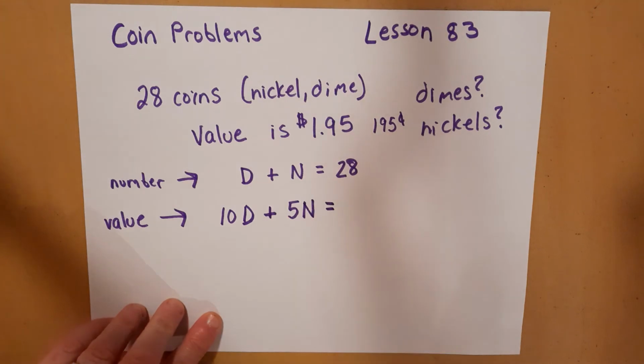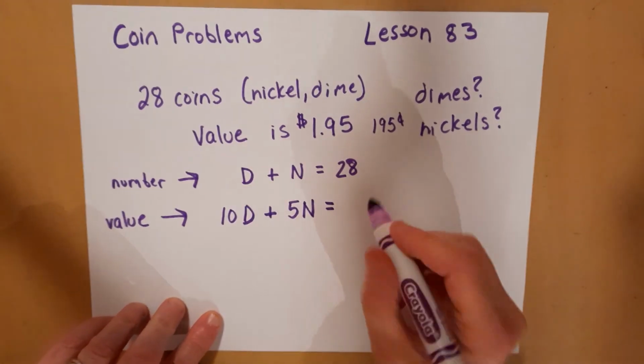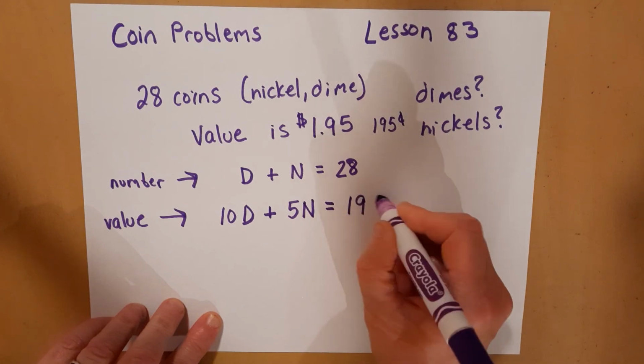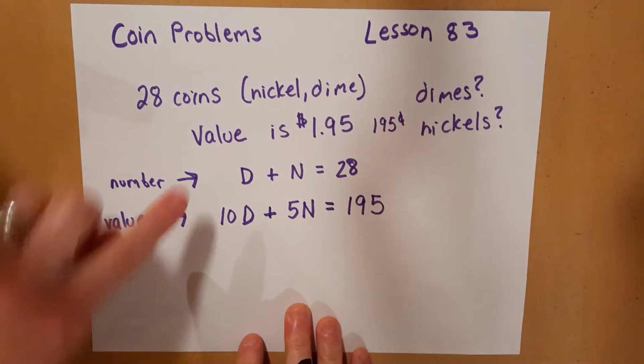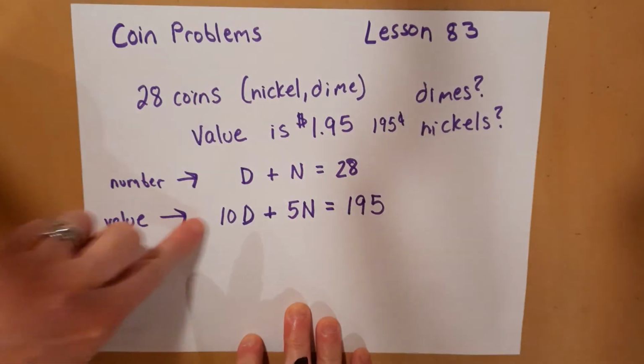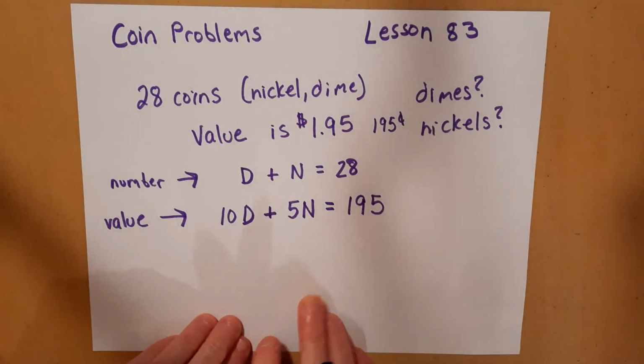And what does our problem say our total value is? The total value is 195 cents. So now we have two equations. We have one that expresses the number of coins and one that talks about the value of the coins.